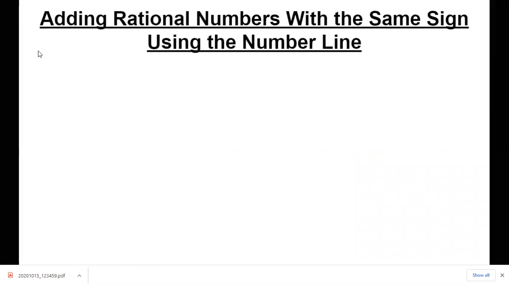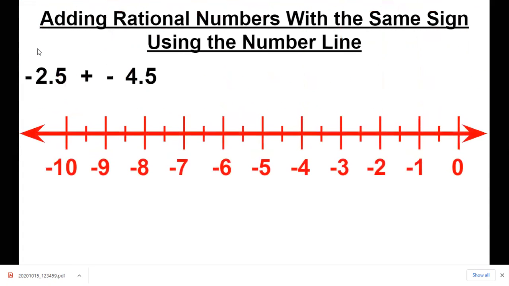Try another one. Negative 2.5 plus negative 4.5. Remember, we're adding rational numbers now. They have the same sign. They're both negative. There's our number line. Let's take a look. Is there anything different in this number line? Nope, it goes by halves.